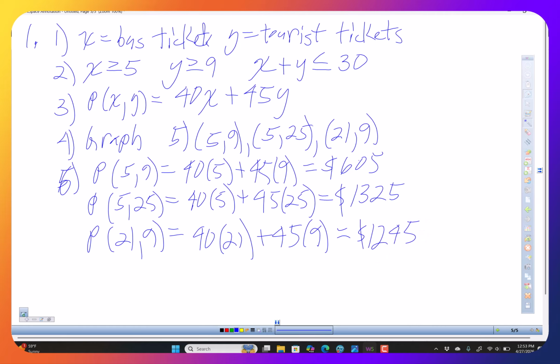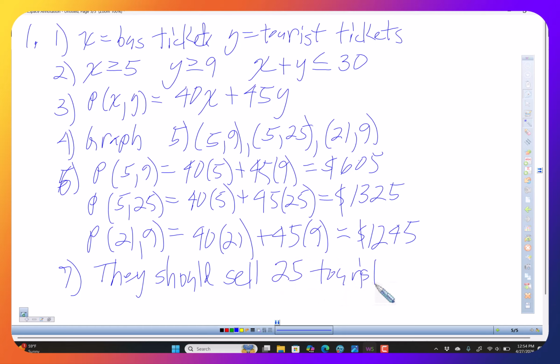And then the last thing we're kind of supposed to do is answer the question. The question was, how many tourist class seats should they sell? So they should sell 25 tourist seats.